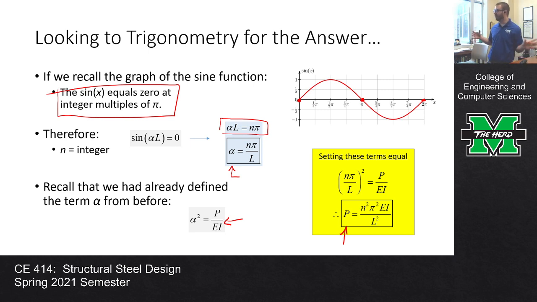I'm just using the graph of the sine function to figure out what the inside of that expression needs to be in order to satisfy the conditions, setting it equal to my previous term for alpha and solving. Somebody's microphone turned on.